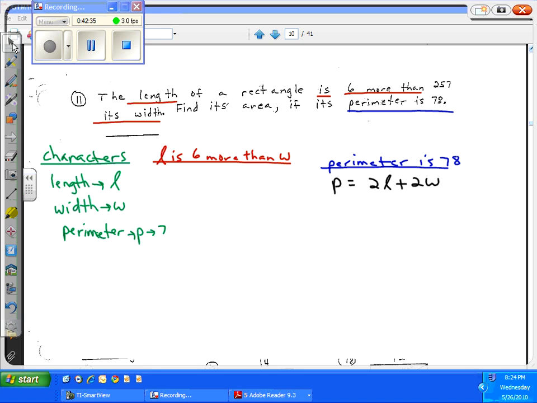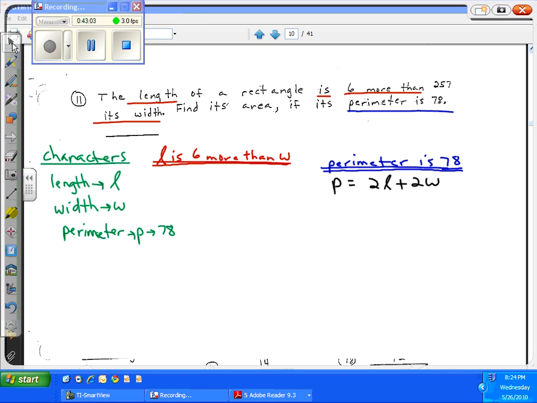But we know the perimeter is 78. So we read and understood the story. We identified the characters of the story. We found those characters in the word sentences, which could be A, a comparison between two characters, B, formula words like perimeter, area, volume, circumference, etc., or C, sentences containing words like total, sum, difference, product, quotient, etc.